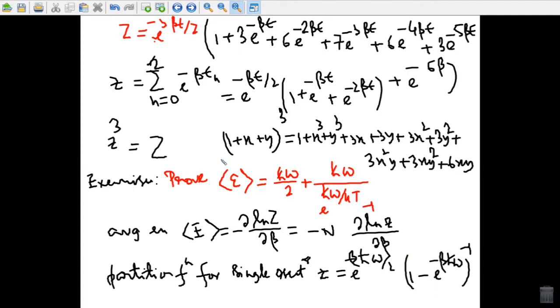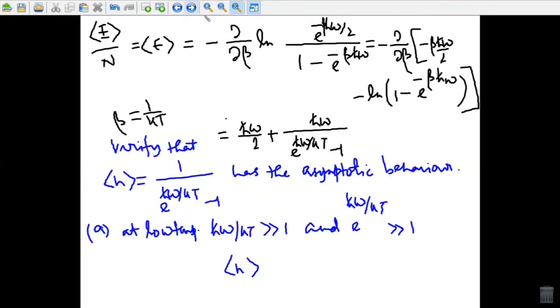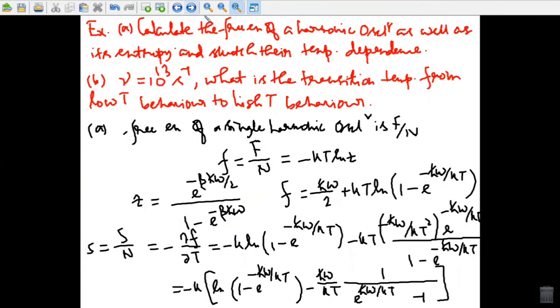The second exercise is, this can be proved in the earlier section. Okay. So this is another problem. The problem is to calculate the free energy of a harmonic oscillator as well as its entropy and sketch their temperature dependence. And the second part is, if the frequency of the oscillator is 10 to the power 13 per second, what is the transition temperature from low temperature behavior to high temperature behavior?